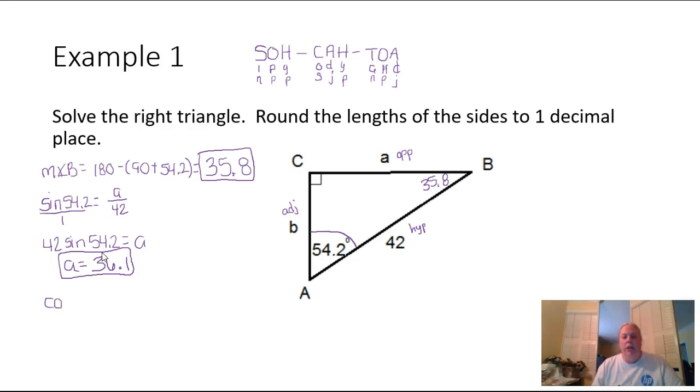So the cosine with respect to my angle 54.2 degrees is equal to the side adjacent to it divided by the hypotenuse. And again, if we put a 1 underneath here and cross multiply, we'll have 42 times the cosine of 54.2, and that will be equal to 1 times B, which is just B. And when we put that into the calculator, it gives me 24.6.